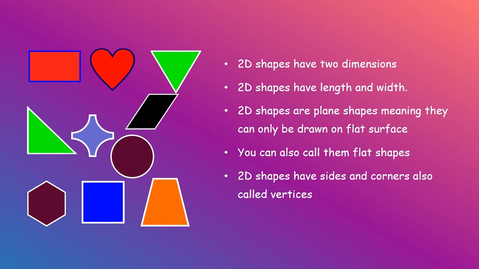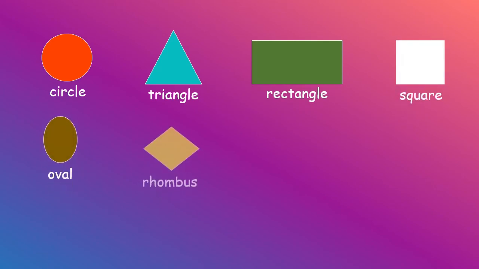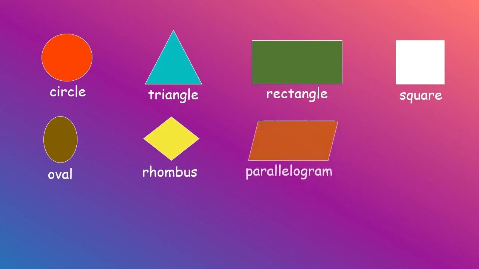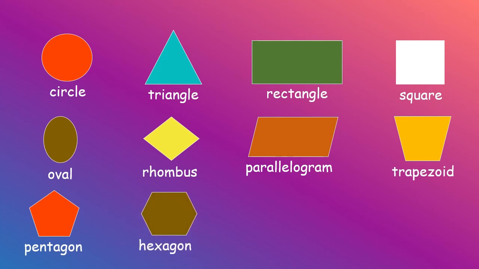Now I want you to look at some examples of 2D shapes. Examples of 2D shapes. We have circle, triangle, rectangle, square, oval, rhombus, parallelogram, trapezoid, pentagon, and hexagon. However, these are not all the 2D shapes that we have. Now let's turn our attention on 3D shapes.